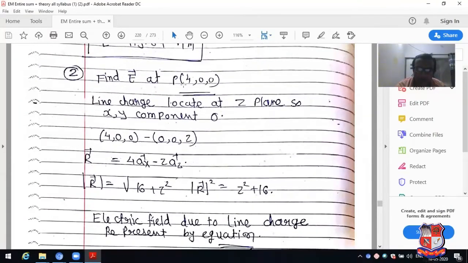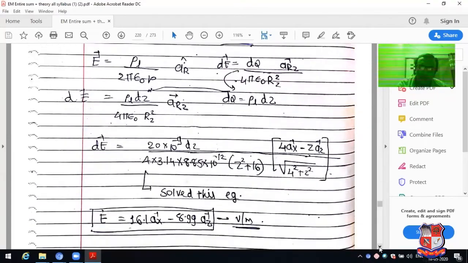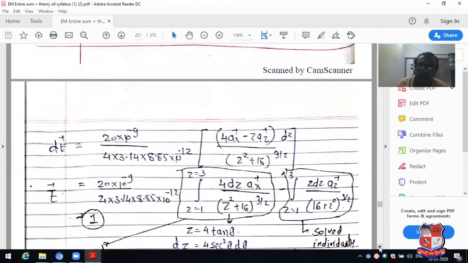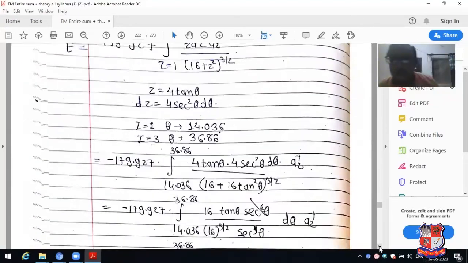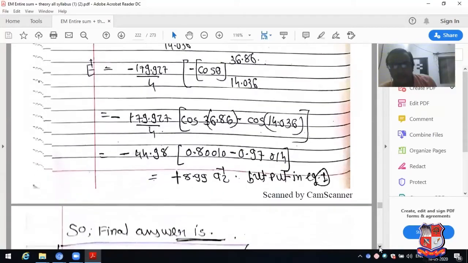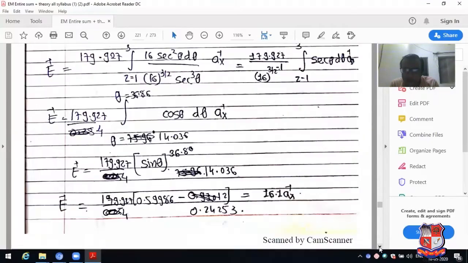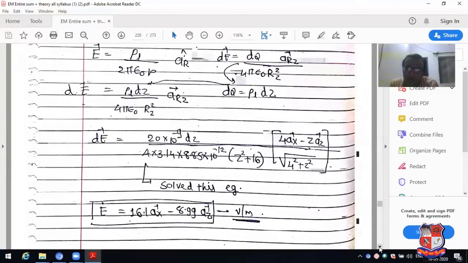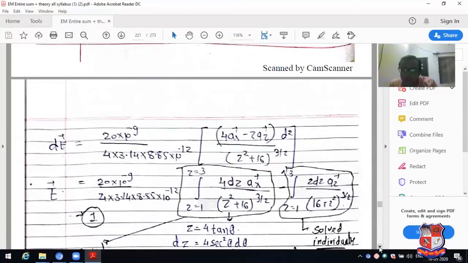Now similarly, determine the electric field at 4, 0, 0. So here r is 4 aX minus z aZ, so the magnitude squared is z square plus 16. You can solve this equation, and then we can get this particular answer. We find the second integration and the first integration, and then we can add them to get the final answer. I would like to solve this example, but you can try it yourself based on the previous example; a similar type of example can be present. See this dE.